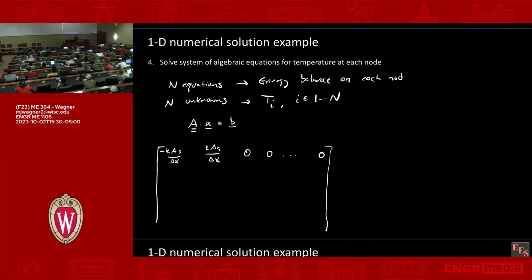Then you have a second equation. That second equation is your control volume on node 2, and on node 2 you have slightly different things happening. Stuff multiplying T1 for equation 2 is kA_s over delta x. Then stuff multiplying T2 in our second equation is going to be minus 2 kA_s over delta x. Then from the right-hand side on node 2, you have node 3, so you have kA_s over delta x here. And then you have zeros.